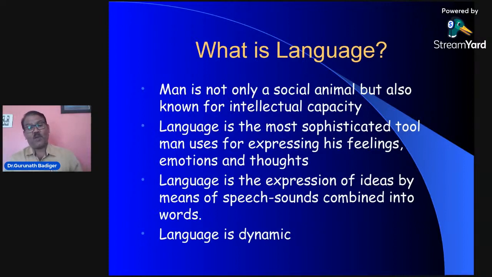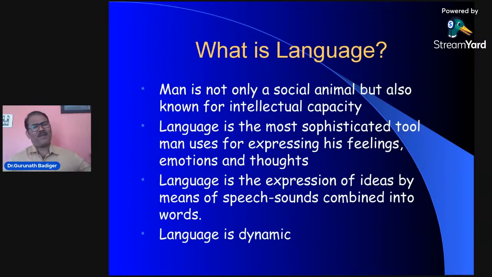Language is the expression of ideas by means of speech sounds combined into words. Language is a medium through which we can share our feelings, emotions. And one more thing we should know, that language is dynamic. It is changing from time to time. We study in linguistics the synchronic, diachronic, horizontal movement, vertical movement. Language changes from time to time. Language changes from place to place. We have dialects, we have idiolects, we have registers.